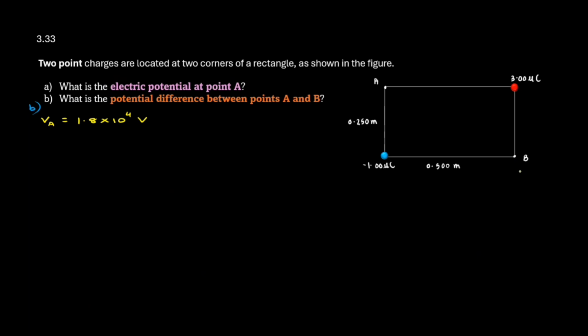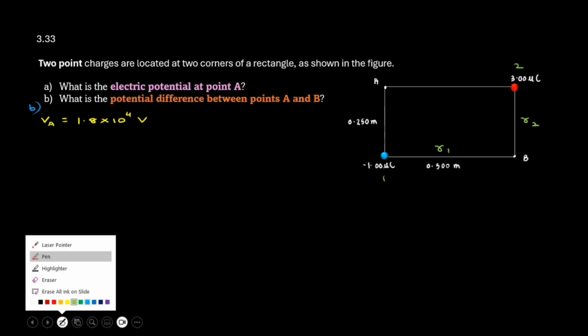The two charges remain the same. We will call this Q1 and this Q2. But now the distances of these charges will change. Q1 is located at a distance of 0.500 meter from point B. We will call this R1. And Q2 is located at a distance of 0.250 meter from B. We call this R2. Now let's substitute to find potential at point B.